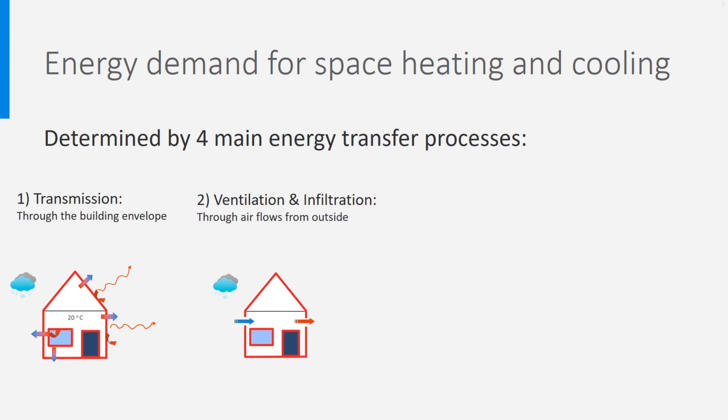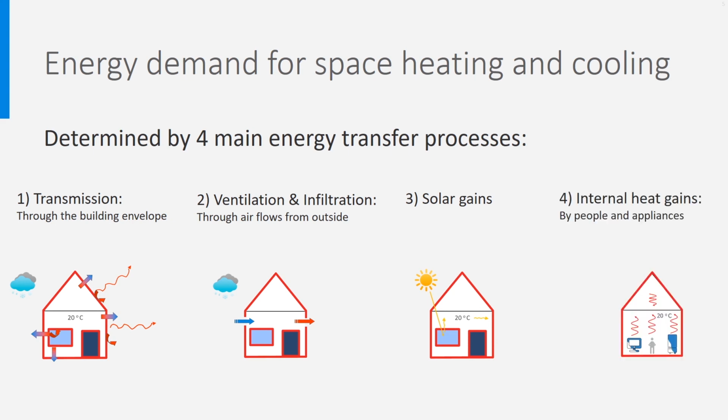The second one is about the energy coming with air flows from outside. We call them ventilation and infiltration flows. The third one relates to the sun. When the sun shines, the building gains energy through solar radiation. The fourth and last one is about internal heat gains by people and appliances inside the building.